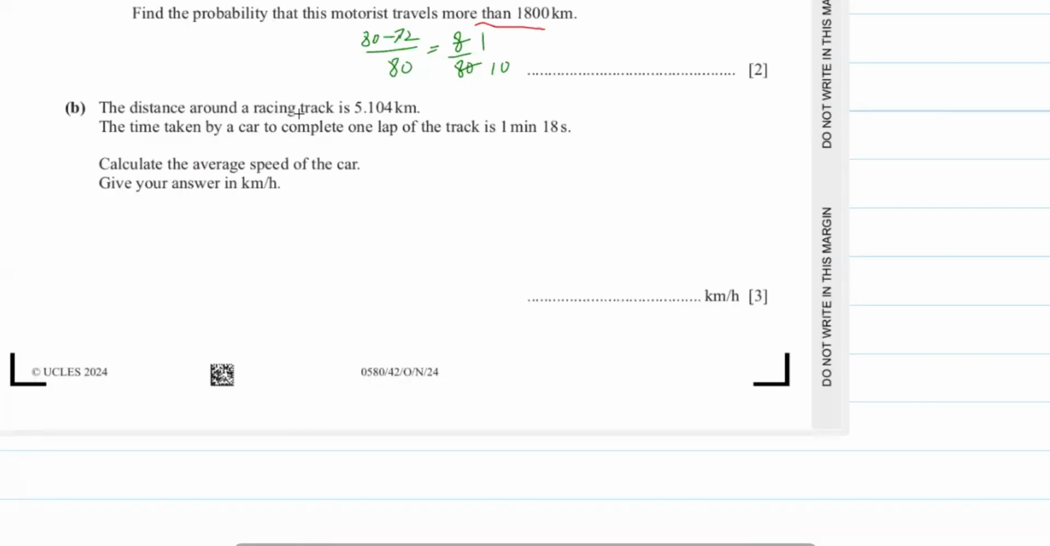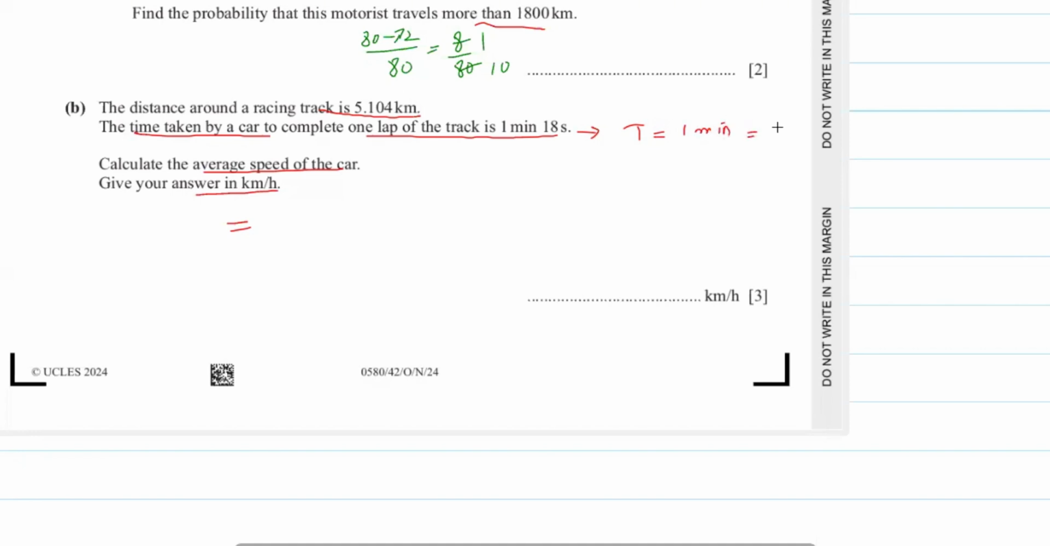Part B. The distance around a racing track is 5.104 kilometers. The time taken by the car to complete one lap of the track is 1 minute 18 seconds. Calculate the speed of the car in kilometers per hour. Look here, firstly we have to calculate the time in hours because we have to calculate the speed in kilometers per hour. To calculate the time in hours, we convert 1 minute into hours.